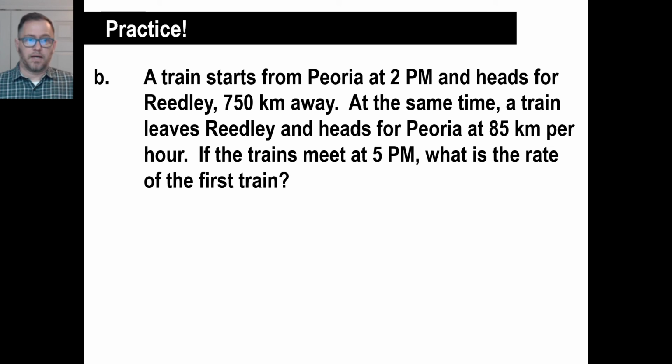Okay, a train starts from Peoria, that's a city in Illinois, at 2 p.m. and heads for Reedley, 750 miles. Come on, no American trains go kilometers. They go miles, good old American miles. In other words, here's the train going to Reedley, like that. Same time, a train leaves Reedley and goes this way.